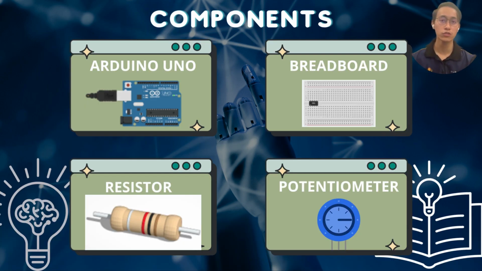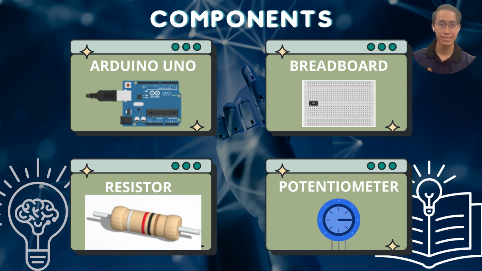So now let's move on to the component list for our project in Tinkercad. First is the Arduino Uno. It serves as a virtual controller board that allows us to write code, control electronic components, and simulate interactive projects. Next is the breadboard. The breadboard facilitates the connections and arrangement of electronic components, enabling circuit prototyping and testing without physical wiring.